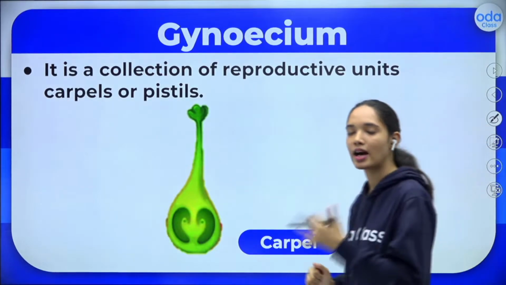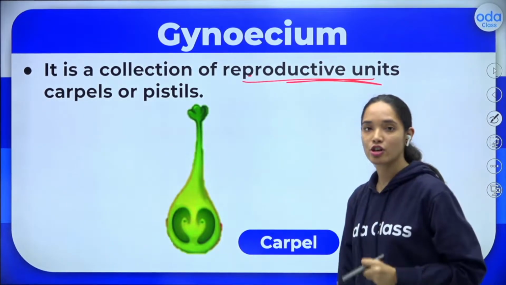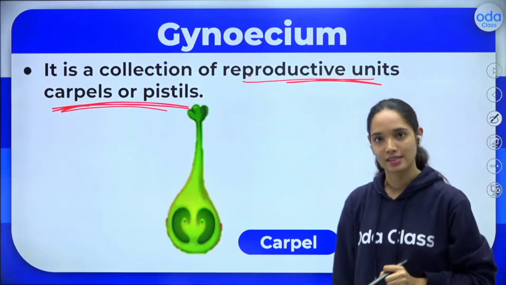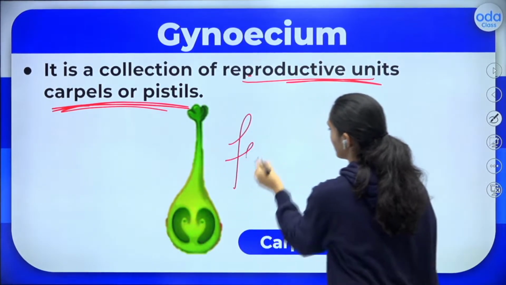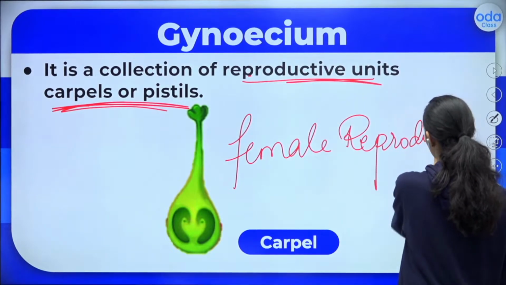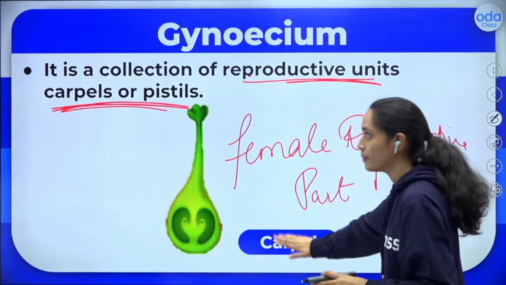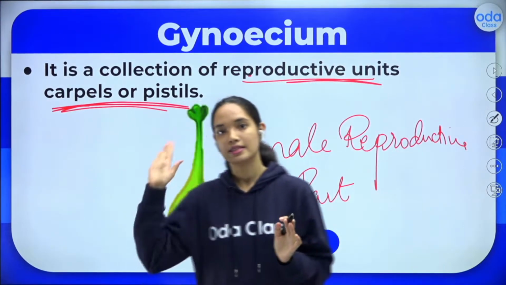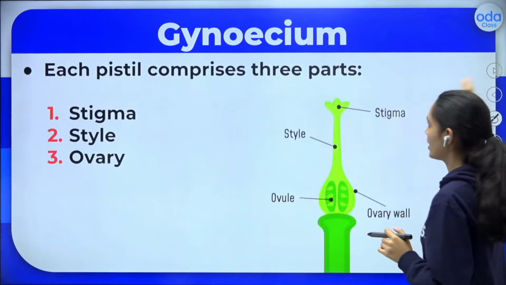Moving ahead, what is this gynoecium? It is a collection of reproductive units called carpels or pistils. This means, my dear students, a carpel or a pistil is the female reproductive part of a flower. Clear everyone? Do not get confused. Carpel and pistil is one and the same. Stamen is the male reproductive part and carpel or pistil is the female reproductive part.